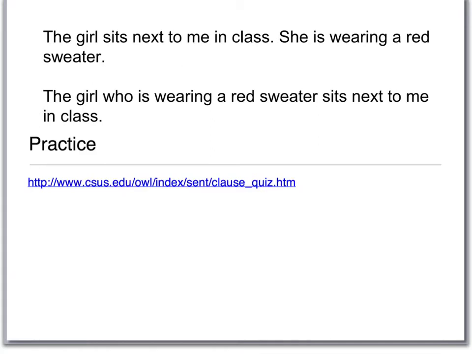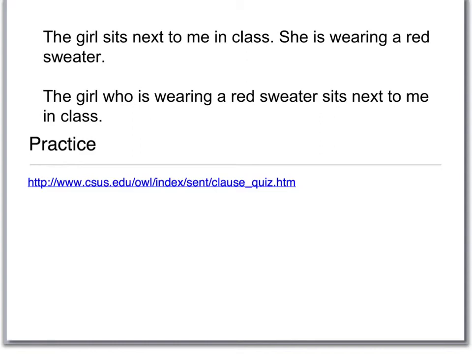So why is it important to know the difference between a dependent and independent clause, or to use them in the first place? Well, using dependent or subordinate clauses makes your writing more mature, and it helps to give your reader more information about your subject and to tie your ideas together.